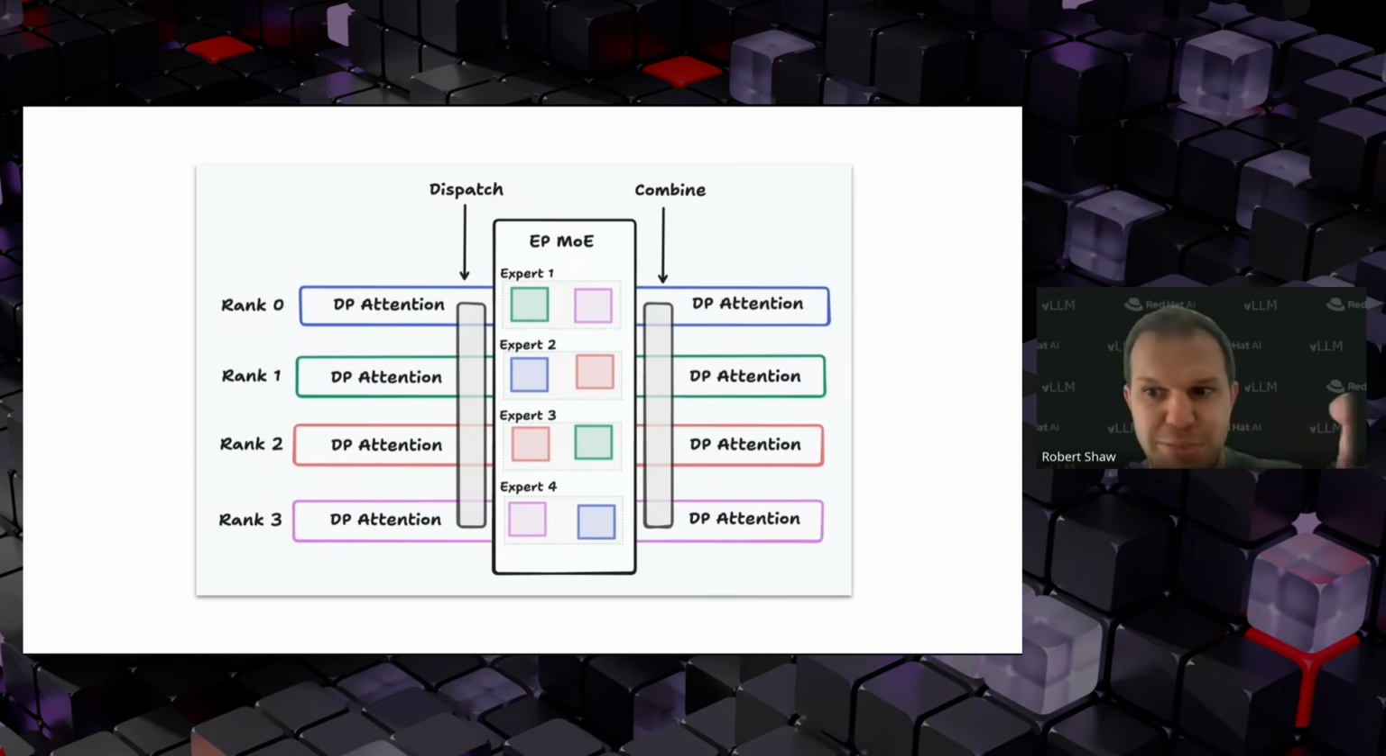Then we do a dispatch operation after the MOE router. Let's say rank 0 got routed to expert 2 and expert 4. We do this sparse all-to-all, which sends the request to rank 1 and rank 3. This is a sparse operation, meaning we're only sending a small amount of data. And so these dispatch and combine operations can scale well to multi-node, whereas the all-reduces cannot.